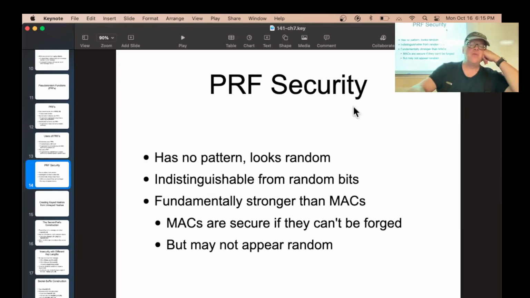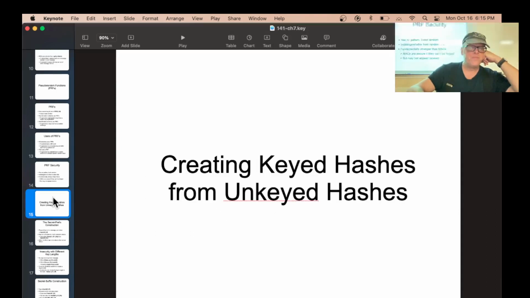All right, so in order to have a good pseudo-random function, it should look completely random. The output should look indistinguishable from random bits, and therefore it's fundamentally stronger than MACs need to be. A message authentication code does not have to pass this test. All it has to be is unforgeable. It doesn't have to appear random. That is not necessary for a message authentication code.